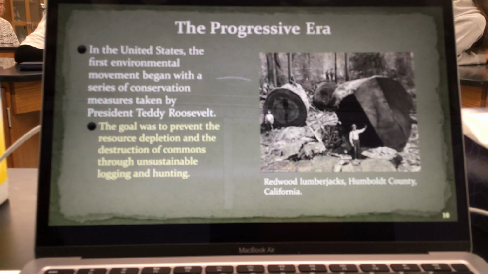So his goal was to prevent the resource depletion of those commons. Those common spaces that were still available, he wanted to protect, and he wanted to control the amount of logging, hunting, fishing, things like that people were doing, because they were depleting resources pretty rapidly.